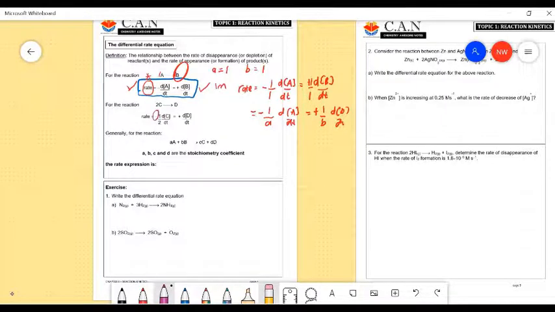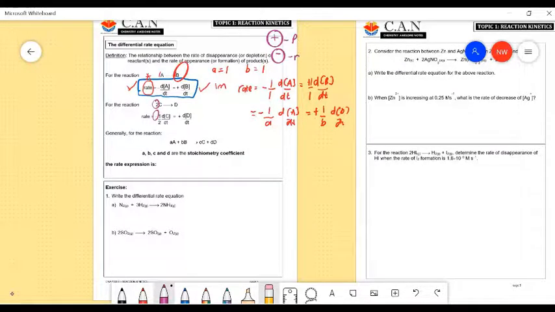Kalau tak ada negatif dan positif sign yang ditulis, okay, you tak akan dapat markah bagi persamaan differential rate equation. Make sure you remember this well. Positive sign adalah untuk produk, negative sign adalah untuk reactant. Kena tulis dalam differential rate equation. So, negative 1 over 2. Kenapa 2 kat sini? Sebab as you can see here, stoichiometry bagi C adalah 2.